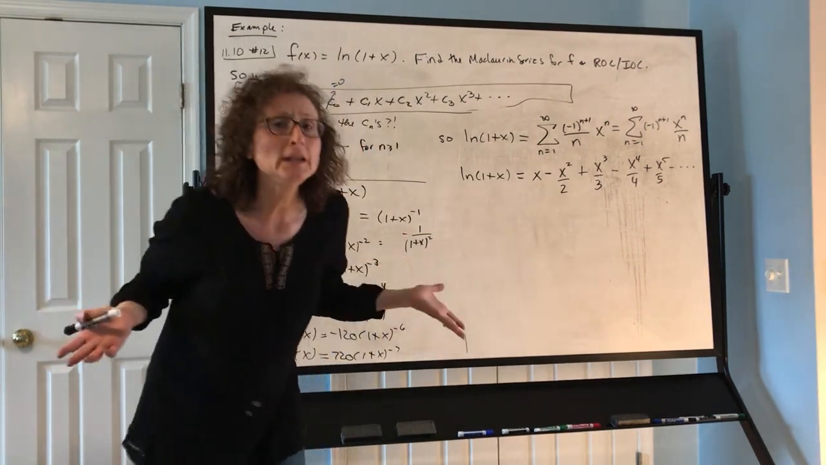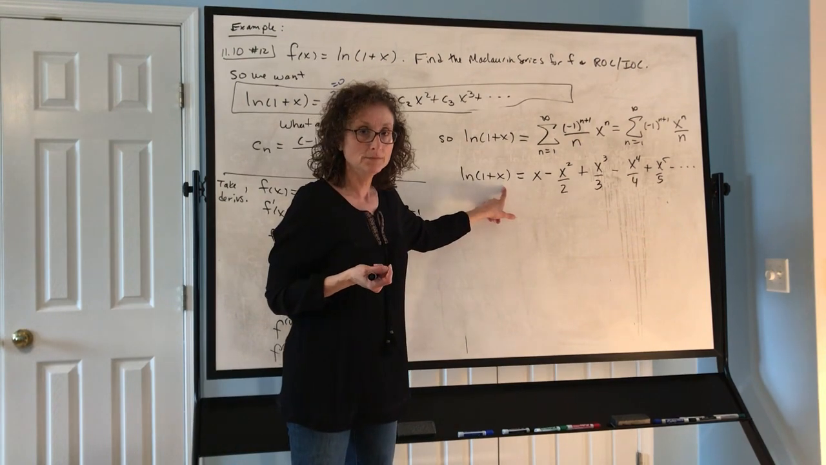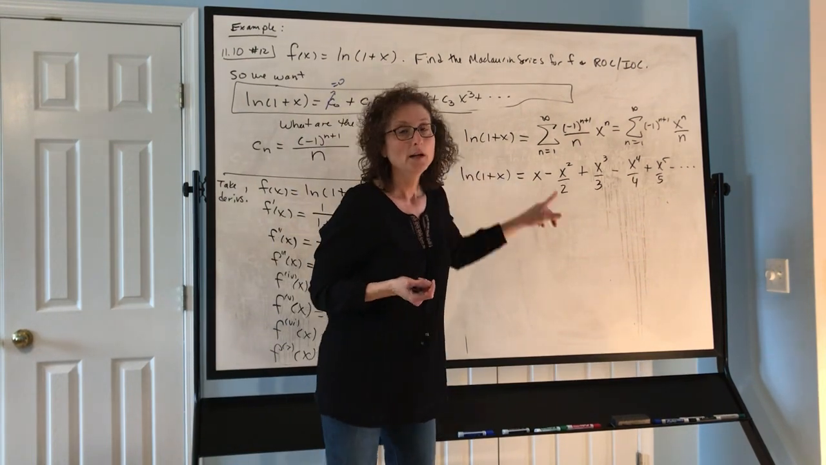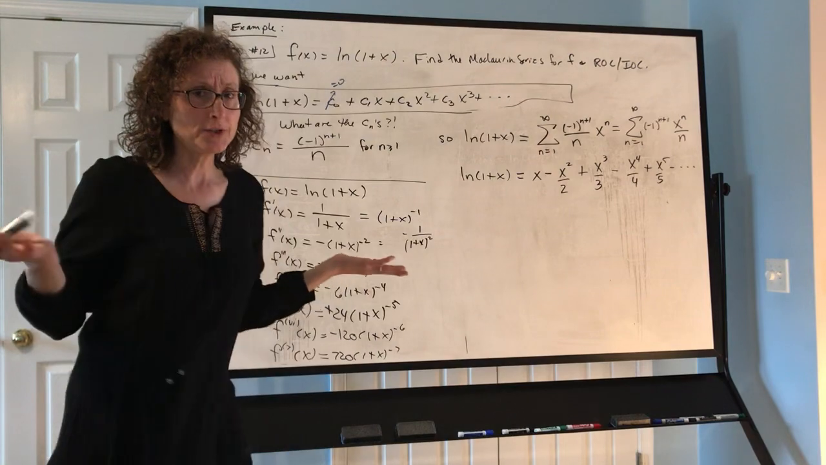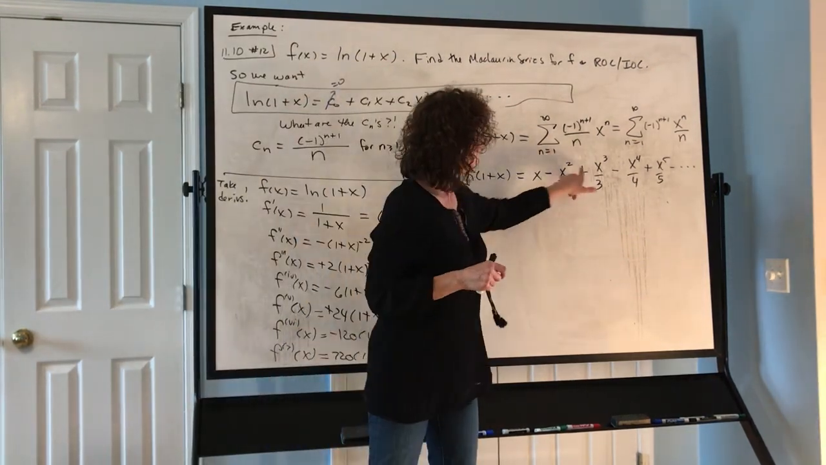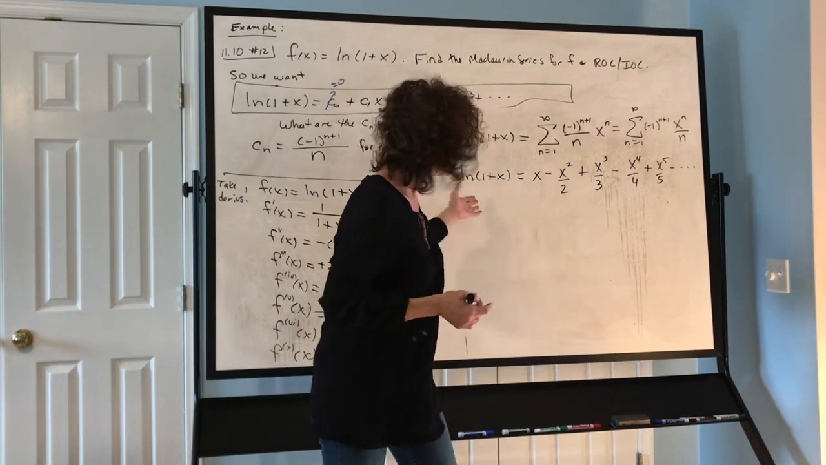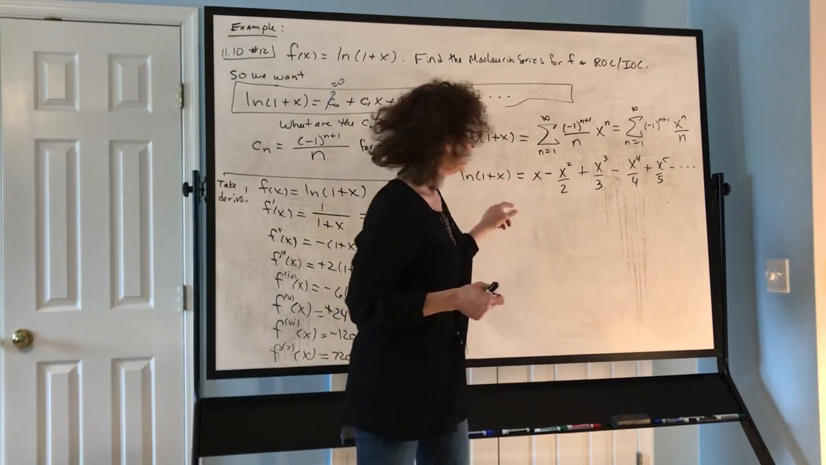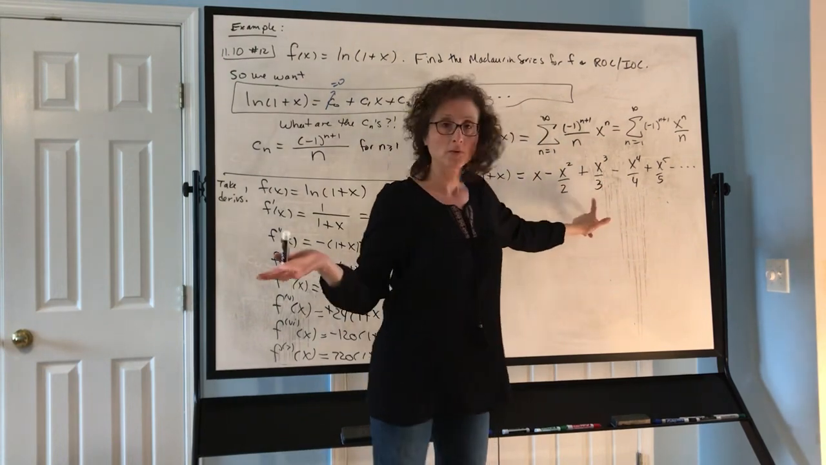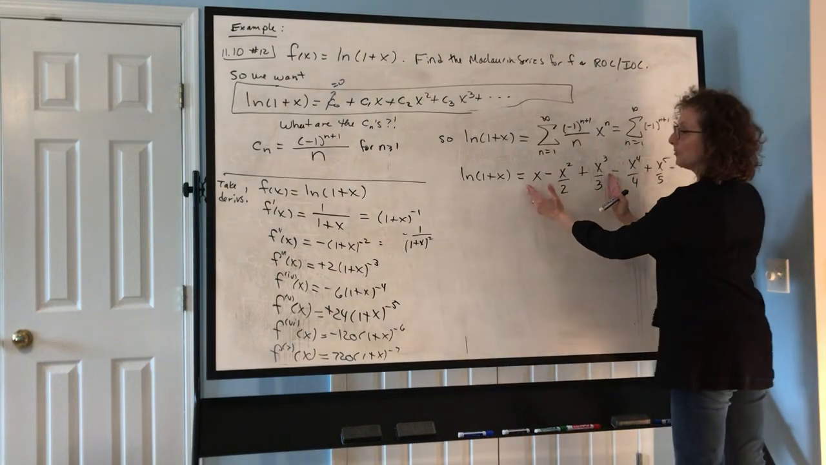What is the best linear function that approximates natural log of 1 plus x near 0? x. What is the best quadratic function that approximates natural log of 1 plus x near 0? x minus x squared over 2. What is the best cubic function that approximates natural log of 1 plus x near 0? x minus x squared over 2 plus x cubed over 3. Right? Okay? All right, so this would be like a third-degree Taylor polynomial.